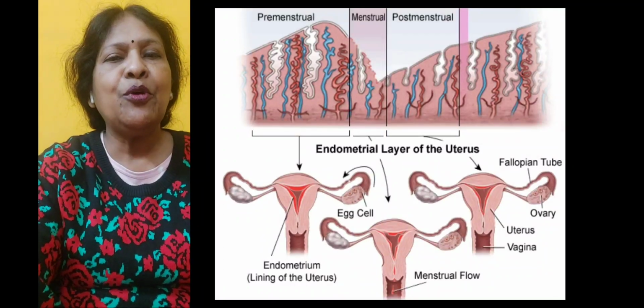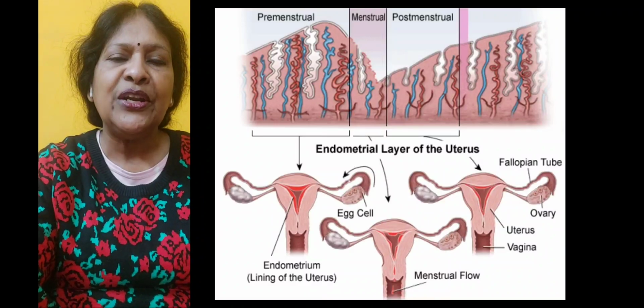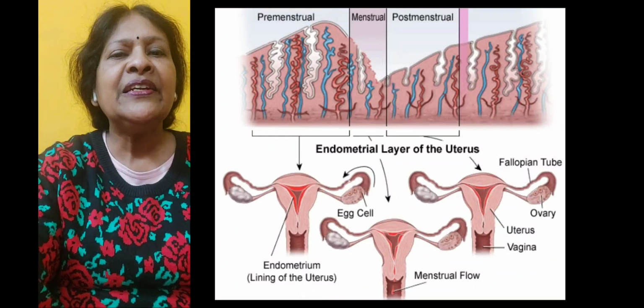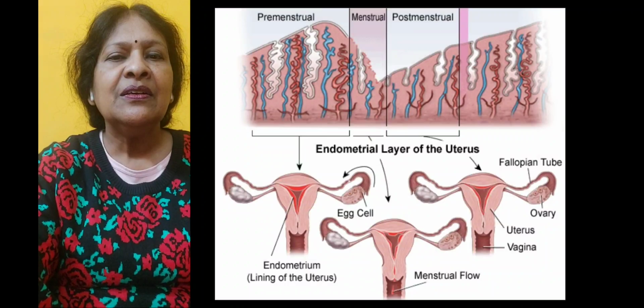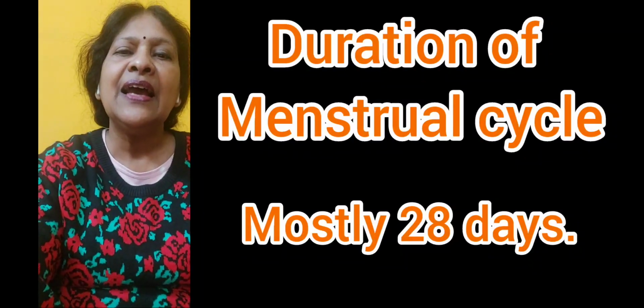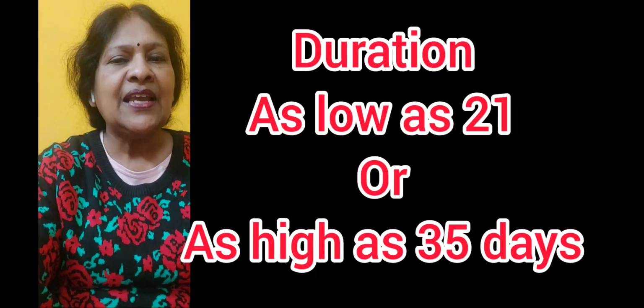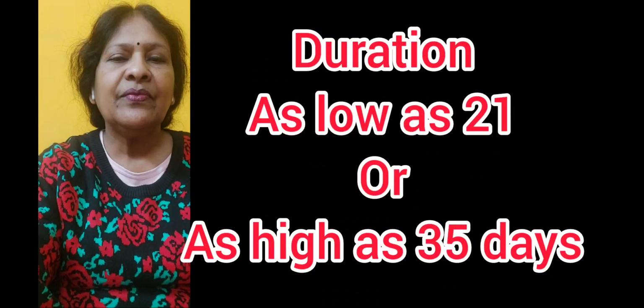Variations are again possible here. It may be as low as 21 days, where it gets repeated on a regular basis, or it could be as high as 35 days for the menstrual cycle to repeat.